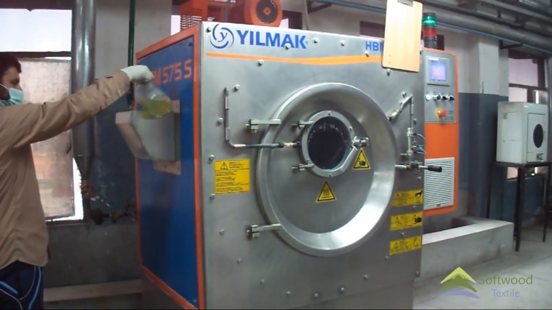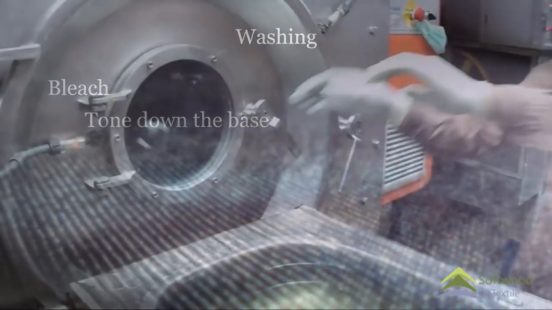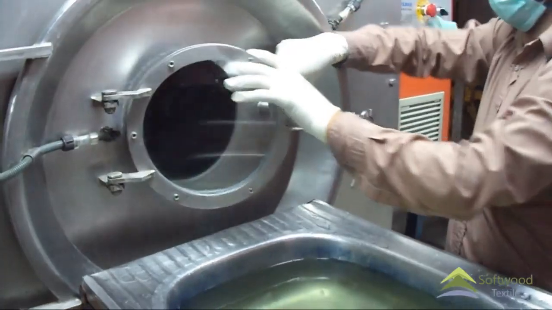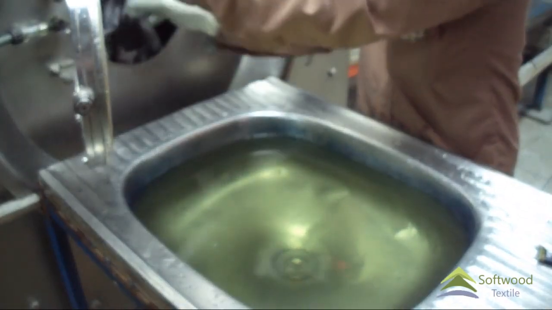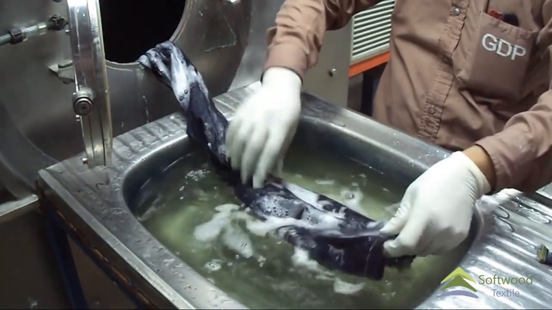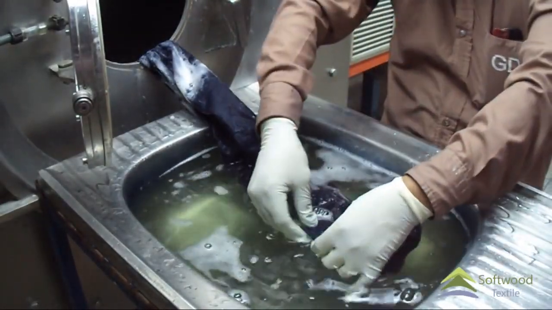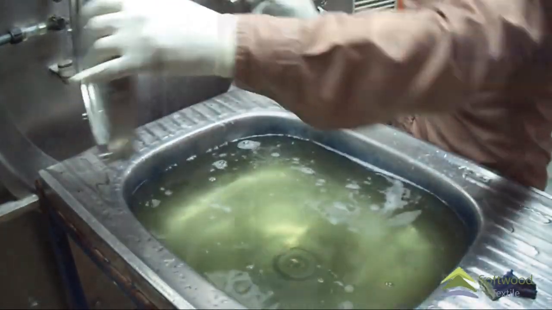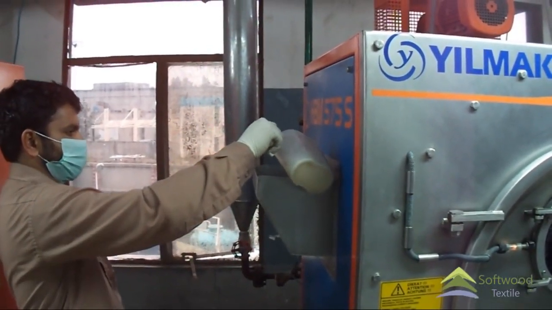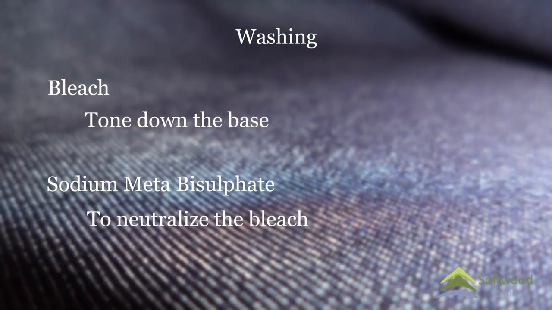After the enzymes have done their job, bleach is added to the process. Bleach helps to tone down the base of the garment. During the bleaching process, shade of the garment is checked against the wash standard. For this, a part of garment is taken out of the machine and dipped into the water along with the wash swatch. Depending upon the result, the duration of the process is adjusted. After getting the desired shade, the bleach is neutralized with the help of sodium metabisulfate.